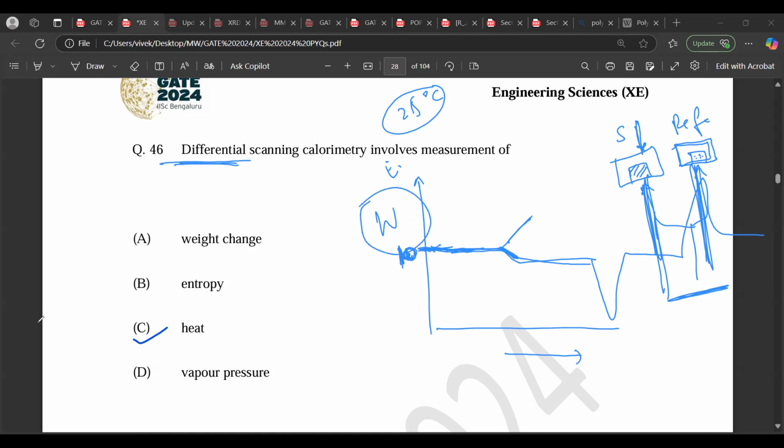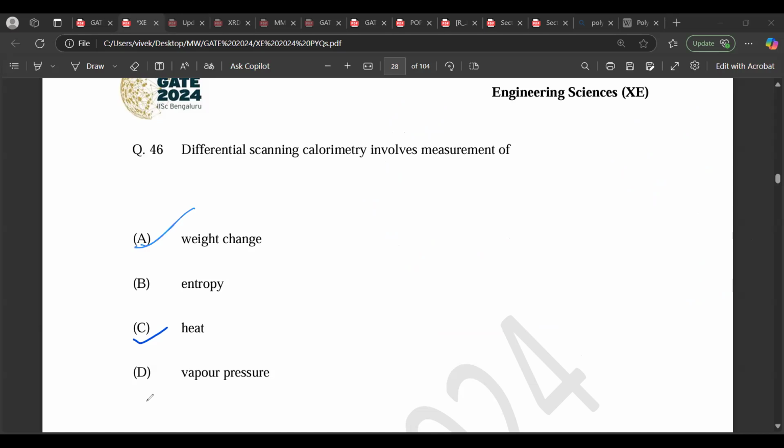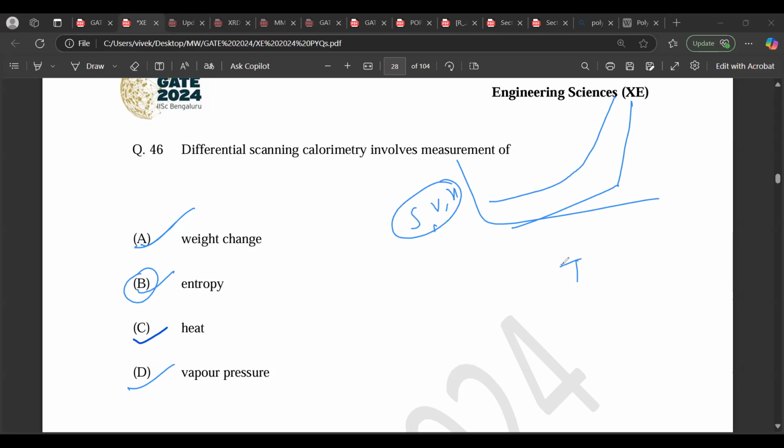So basically we are measuring heat. Weight change we measure in TGA, right? And vapor pressure is measured in osmometry. Entropy is not measured, but of course you can plot entropy versus T. Something like this you get for glasses, and something else you get for crystals, right? So this we know, like S, V, and H, all three can be plotted against temperature. Basically we do it with dilatometry. Using dilatometry we can see the volume change with temperature.